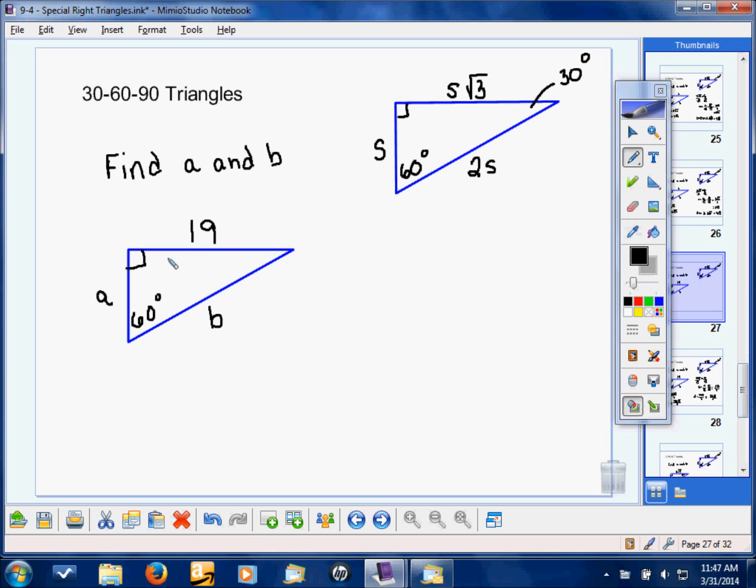Miguel, which side is the 19 on? The top one, good. S square root of 3 is where 19 is found. So Miguel, how can I get S by itself? Good. Divide by the square root of 3. So they cancel.